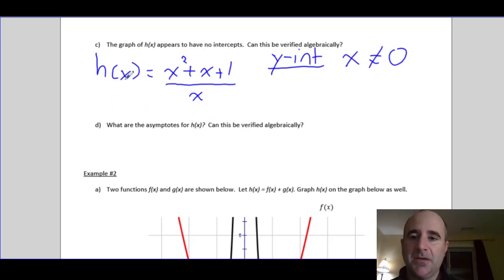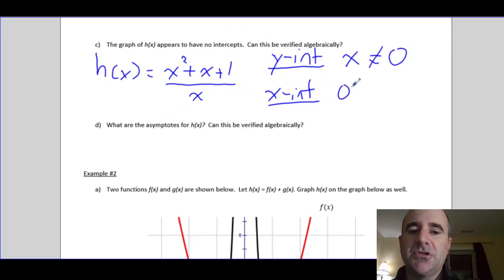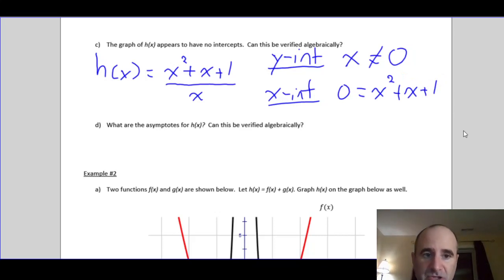At the x-intercept, h of x is equal to 0, so x squared plus x plus 1 would have to be 0. The only way to make a fraction 0 is to make its numerator 0. So at our x-intercept, if we went to solve for that, we'd be looking for solutions to 0 equals x squared plus x plus 1. And we find that no solutions exist.